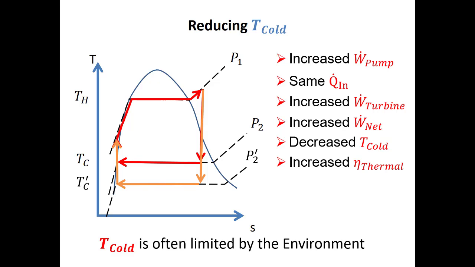So just from looking at this simple equation for Carnot efficiency, we see there are ways that we can improve efficiency by either increasing T hot or reducing T cold.